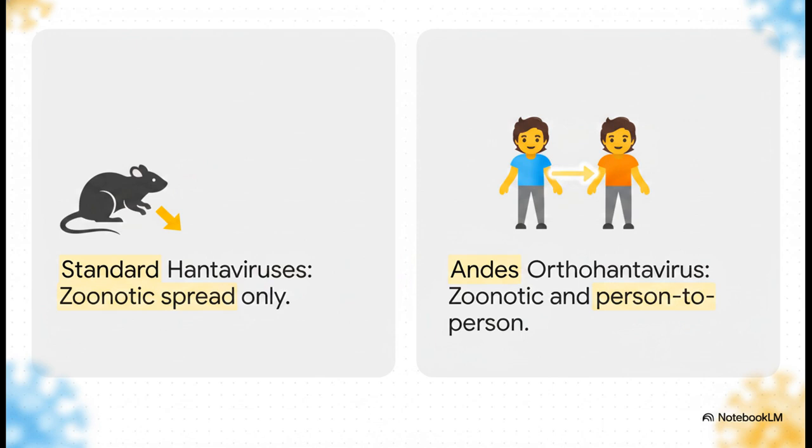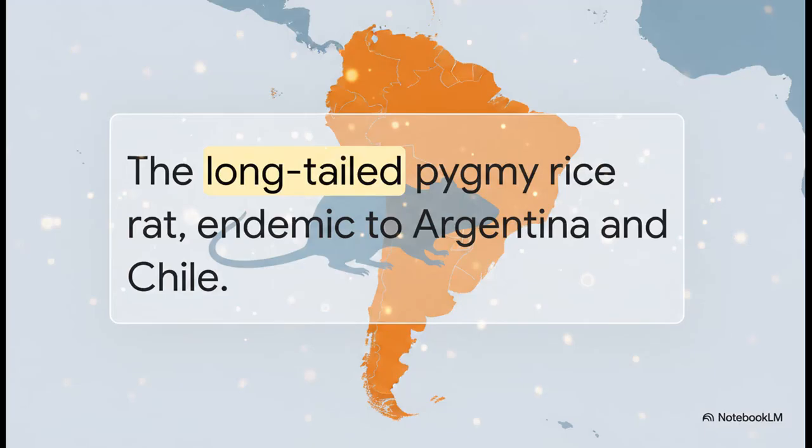It's a documented reality. Out in the wild, its natural reservoir is the long-tailed pygmy rice rat, which is endemic to the forests of Argentina and Chile. Typically, humans get infected by inhaling aerosolized rodent saliva, urine, or feces. And the wild part? The rodents themselves remain completely asymptomatic. They just act like persistent mobile biofactories that are continuously shedding the virus into the environment.